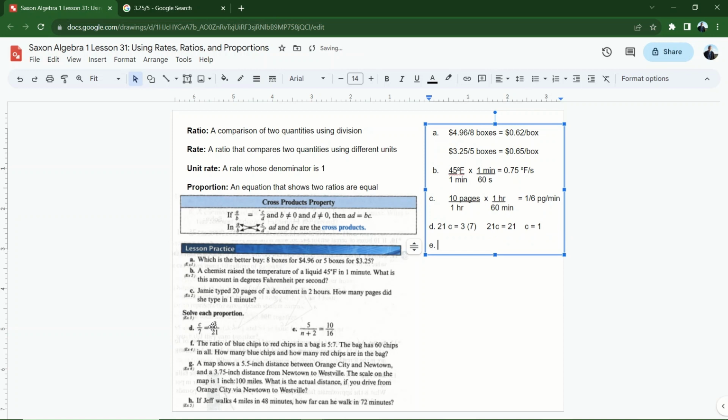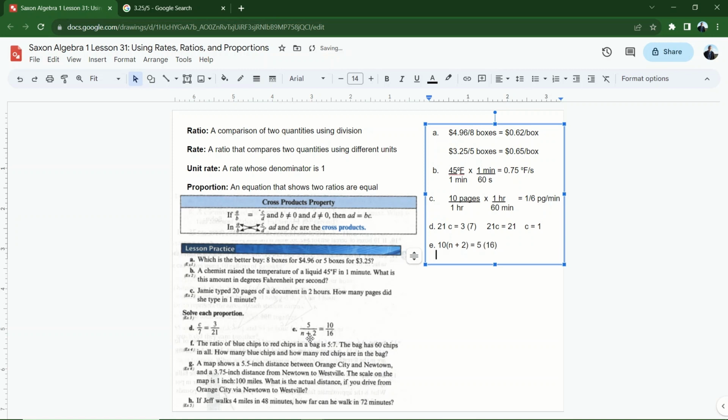Letter E is a little harder, but I'm just going to do cross multiplication. 10 times (n plus 2) in parentheses, okay? Because I'm multiplying 10 times whatever this quantity is, I have to make sure I keep n plus 2 in parentheses. The whole thing is being multiplied by 10, equals 5 times 16. Well, I'm just going to simplify that right away. Well, we'll just write it out.